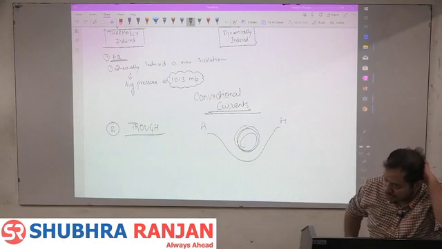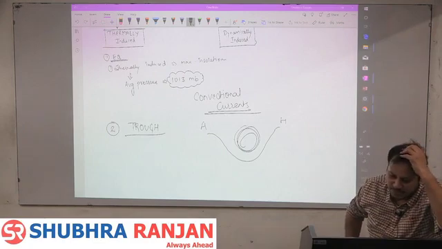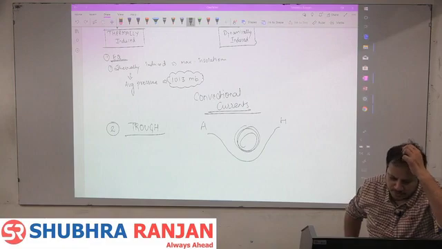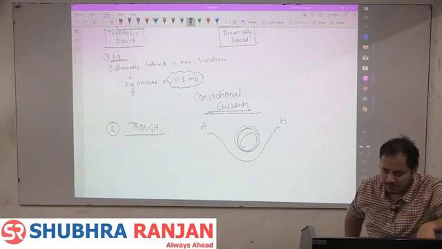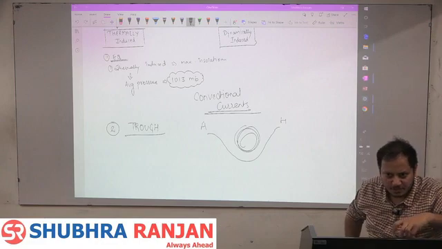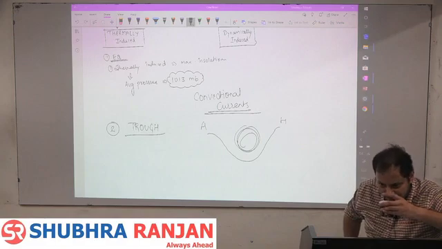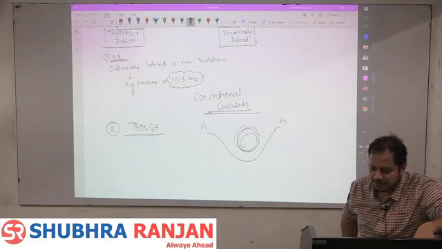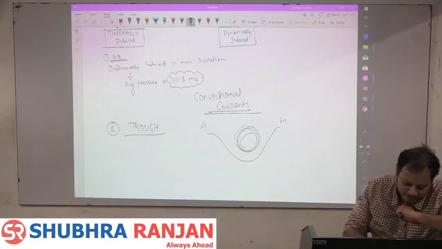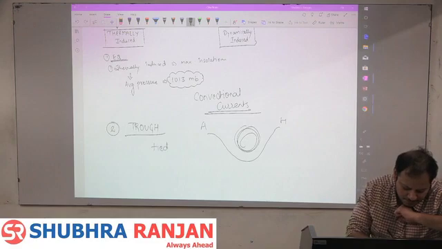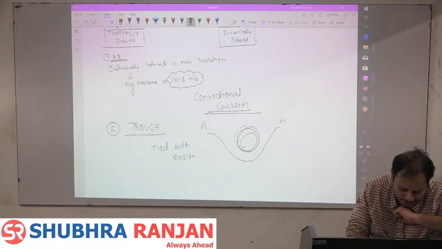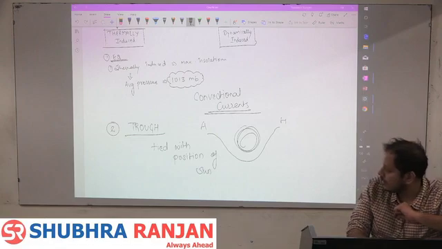The equatorial low pressure trough extends more to the north. Remember oceanography, the northern hemisphere is more hot, so it extends more to the north. And this trough is tied with the position of the sun.